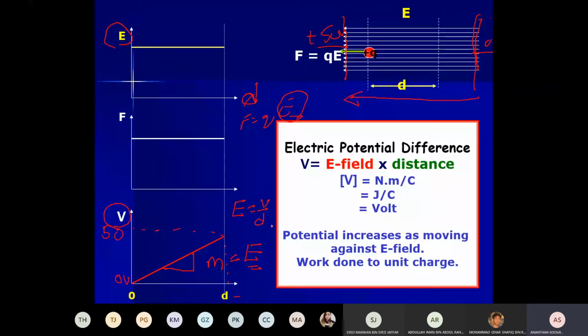So remember, if you have parallel plates, when you go from 0 volt to 50 volt, let's say every centimeter, the potential increases linearly. So the electric potential difference is electric field times the distance. It's volt actually. Potential increases as you move against the electric field. It is work done per unit charge.